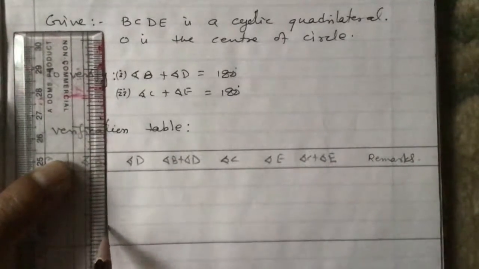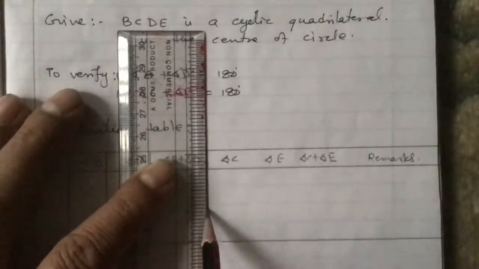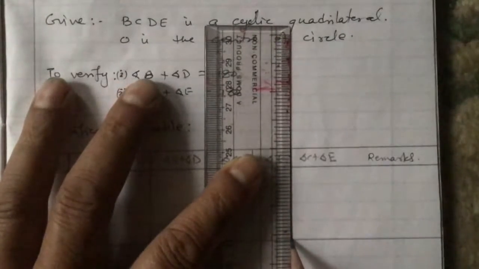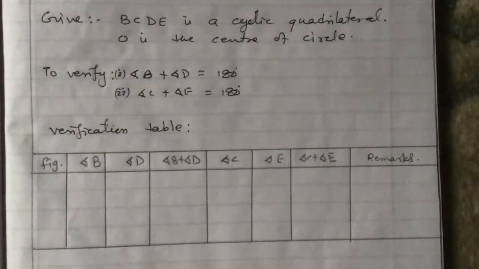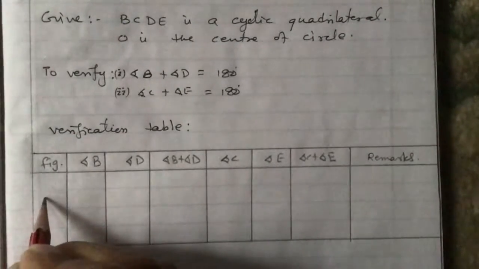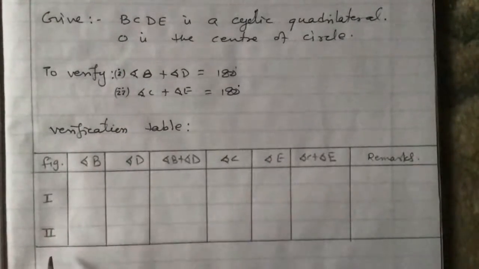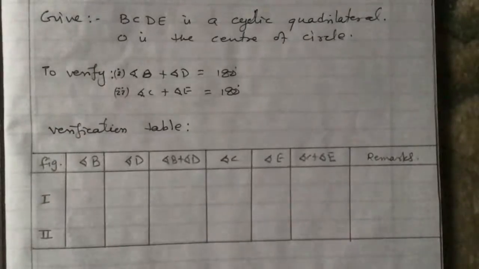Now after this, for figure 1 and figure 2, angle B we will write the measurement here, angle D here, angle B plus D here, angle C here, angle E here, angle C plus angle E here, and remarks here. Okay, this is for figure number 1, and this is for figure number 2. Now measurement is needed. For the measurement, let us use a protractor and measure the angle in the figure itself, and then write it down.